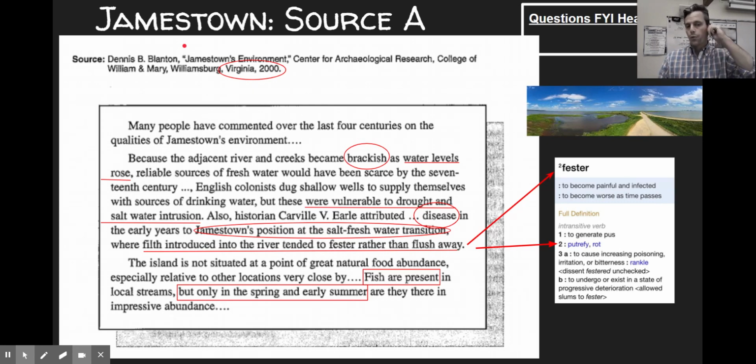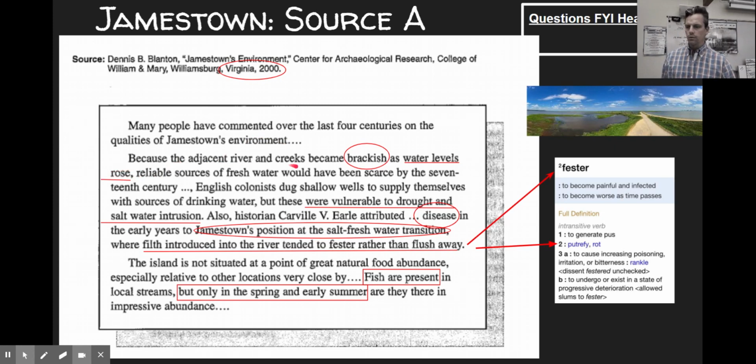It is from 2000. So if they're writing about a colony that was settled in 1607 and they're writing in the year 2000, was it going to be primary or secondary? Secondary. So this is nowadays people looking back at it. But it's kind of interesting. Many people have commented over the last 4 centuries on the qualities of Jamestown's environment. All right, so this is the brand new area they've dropped into. They get to choose anywhere they're going. They're going to Jamestown. And here's what we find out about it.